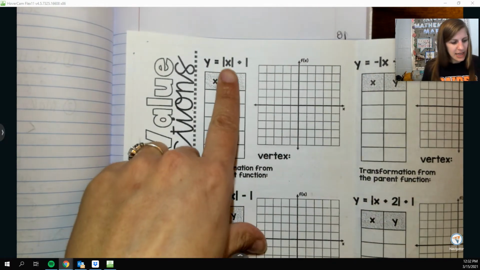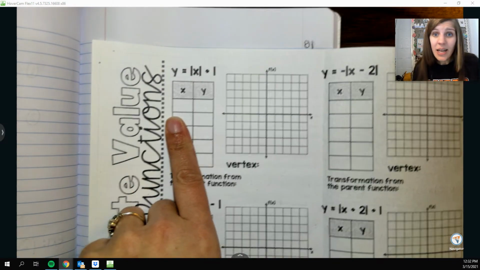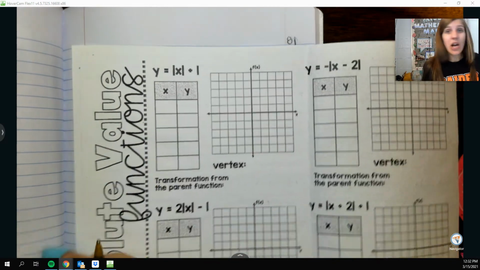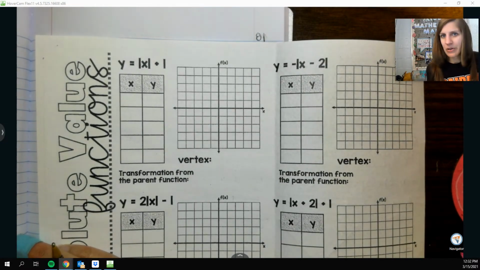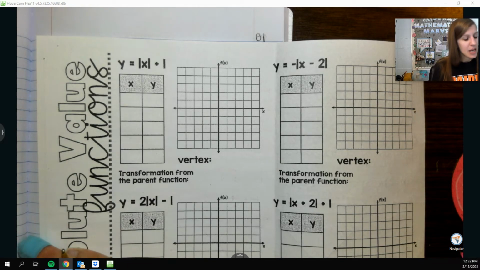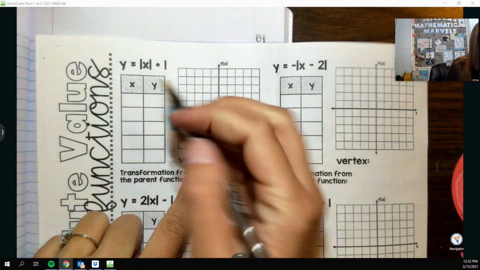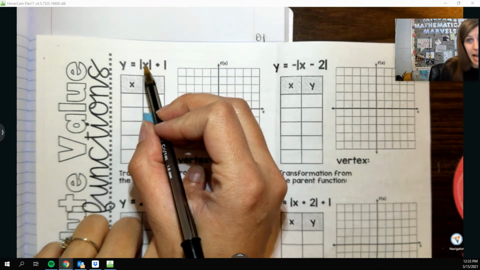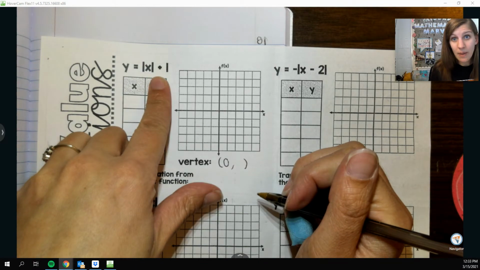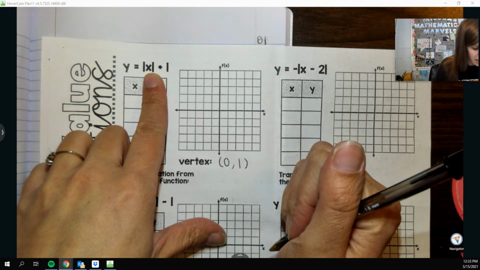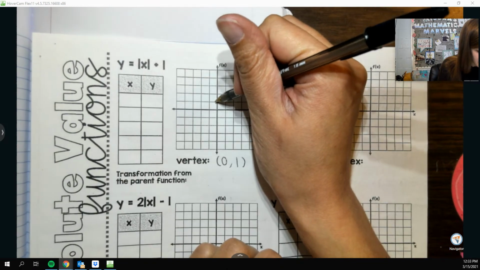If we take a look at this one, I don't really want to make a table anymore. I mean, we could, but if I just know what my graph should look like, always V, I'm going to find that starting point. I'm going to do my slope. I'm going to call it a day. So I can tell that my vertex here, since there's nothing being added or subtracted inside, it's going to be 0, comma. There's a 1 being added outside, so 1. So I'll go to 0, comma 1.